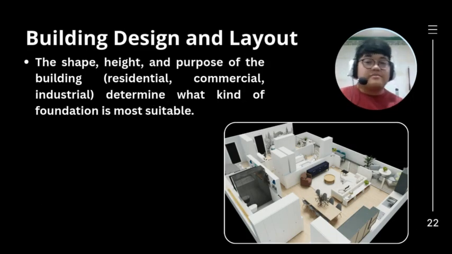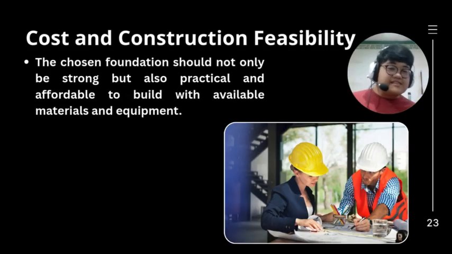For the fourth factor, building design and layout, the building's height, shape, and purpose, be it residential, commercial, or industrial, need to be accounted for in order for a more appropriate and suitable foundation to be made. And lastly, for the fifth and the last, cost and construction feasibility. The foundation that is chosen has to be practical and at the same time strong and affordable in order to be built with the available resources and equipment while not going past the allotted budget.